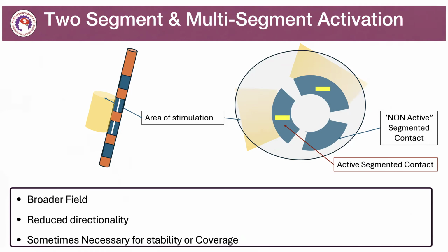Then if it works, or if there is an issue, you go to the next step, because now that you have used one segment, you can use two segments. You can use two segments to have better coverage based upon where the lead is placed, or you can also go in the Z axis, up and down, so that a better area of stimulation can be utilized. So it gives a broader field with two segment and multi-segment activation, and sometimes it helps with better stability and coverage for us.